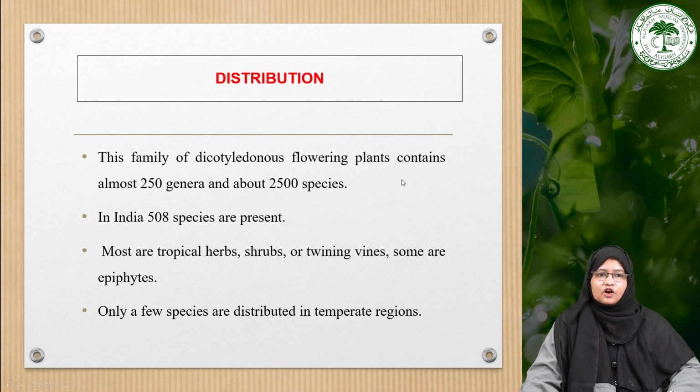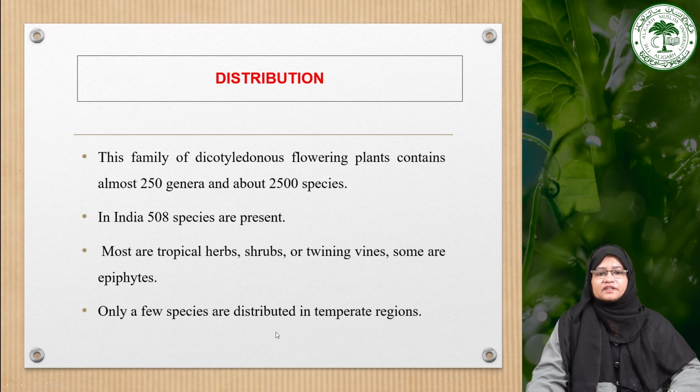Now moving towards the distribution of this particular family. This family is distributed all over the world with around 250 genera and about 2500 species. In India, it is represented by more than 500 species, and most of the plants are generally herbs, shrubs, twiners and vines, and some may be epiphytes, and they are distributed generally in the temperate regions.